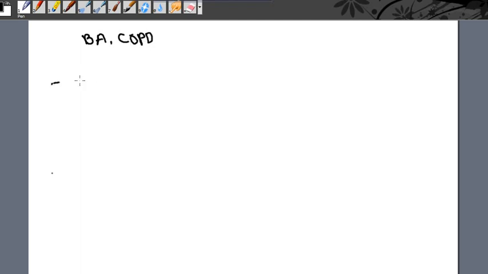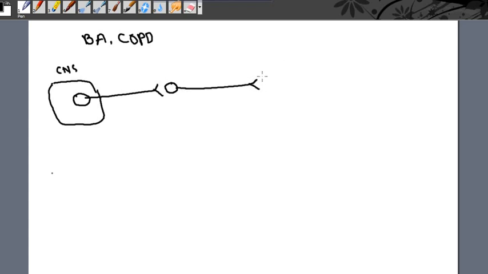Suppose this is central nervous system, right? And from central nervous system, preganglionic neuron comes, and synapses with postganglionic neuron, and this postganglionic neuron releases norepinephrine and epinephrine, and this norepinephrine and epinephrine will stimulate bronchial smooth muscle. Suppose this is bronchial smooth muscle.